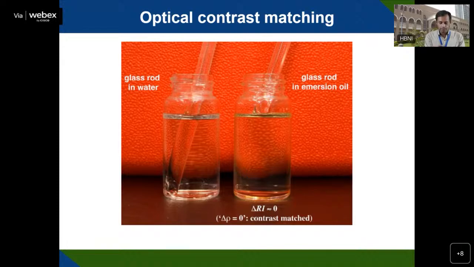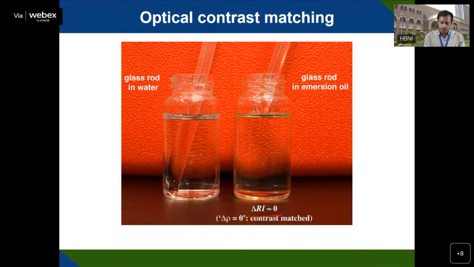I have just given an example of X-ray and neutron contrast. If you have an optical glass rod placed inside a solvent, and there is no variation in refractive index, delta Ri, between the glass rod and the solvent, the rod becomes invisible.